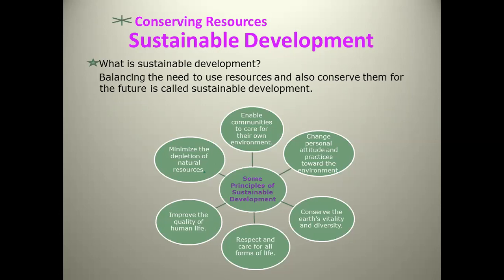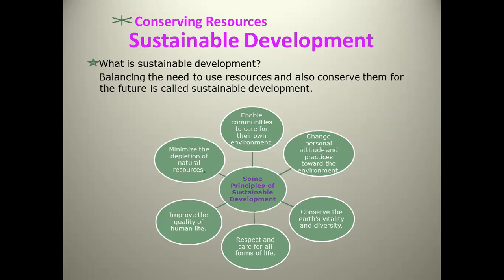So here you can see the son making his father aware of conserving the resource, which can be utilized by his own son in the future. That is called sustainable development: balancing the need to use resources and also conserve them for the future generation is called sustainable development. Let's have a look at some principles of sustainable development.